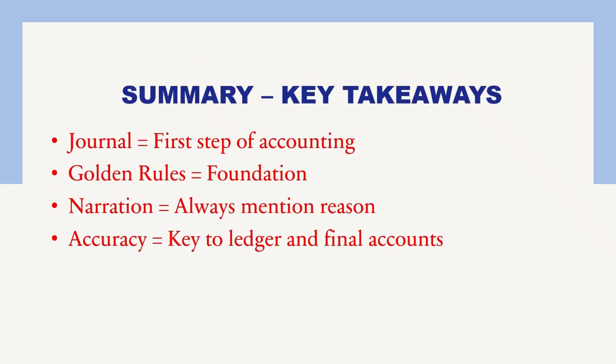So now let's have a quick summary of the journal entries. Journal entries, the first step of accounting. Golden rules are the foundation of journal entries. Narration: always mention narration as it is the reason why you are doing that transaction. Accuracy, key to ledger and final accounts. So from the journal entries, we get the accuracy of our accounts. The reliability is very important in accountancy.